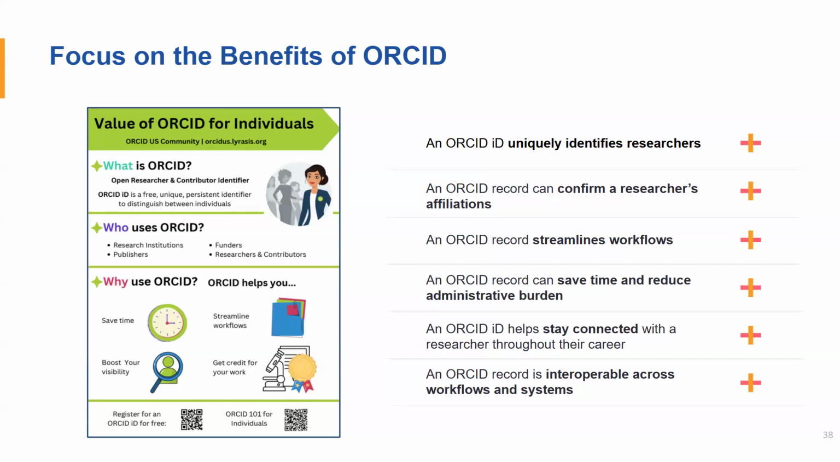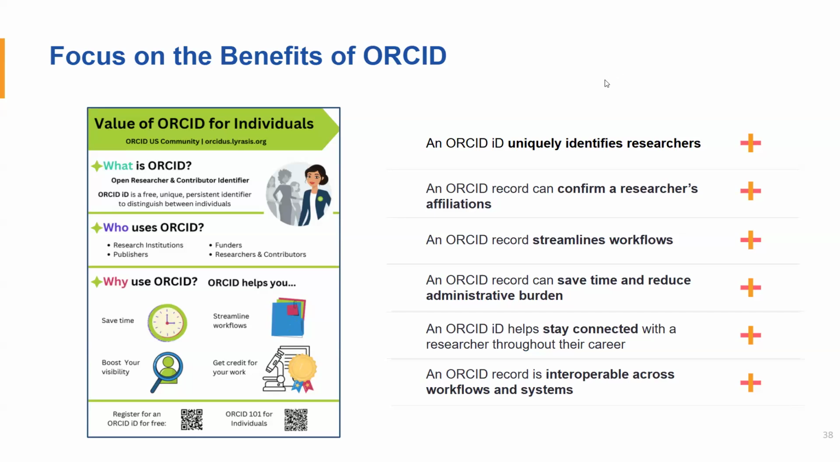Having an ORCID ID and populated ORCID records allows for saving time in administrative processes. Whether you're applying for a grant or submitting a manuscript for publication, it saves you time in making sure that you're putting in the data that the funders or the publishers are looking for. So these are just some benefits that you want to talk to your researchers about. Think of the benefits that Kayla talked about earlier as your talking points.